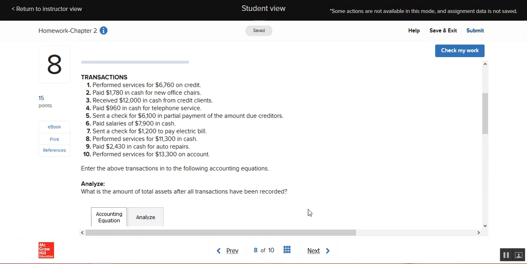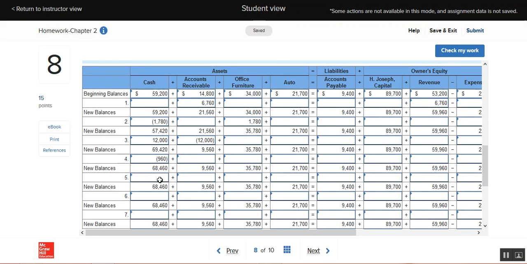Number 5, send a check for $6,100 in partial payment of the amount due creditors. So we paid $6,100, so we're going to subtract that from our cash. And when it talks about we paid our creditors, those are our liabilities. And we're going to subtract that because our debt or our liabilities is going to be less now because we paid part of it off, so it should be a negative.